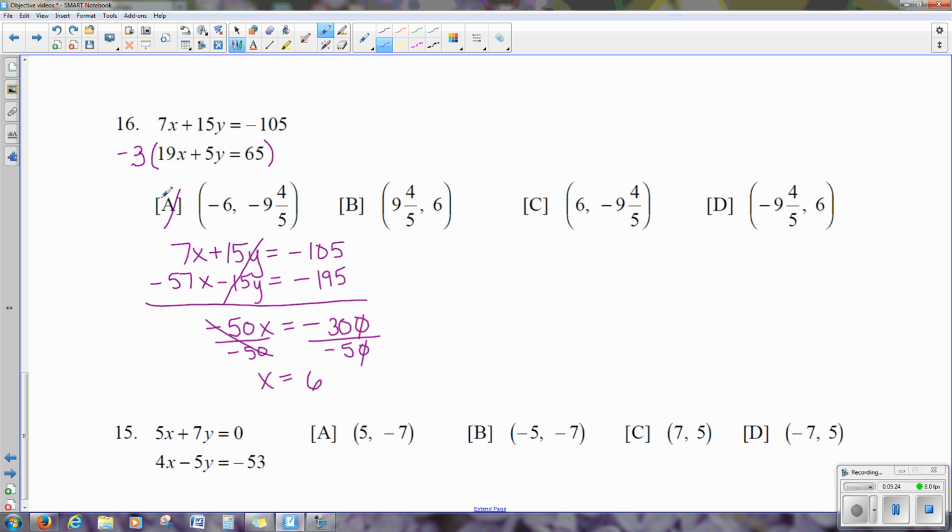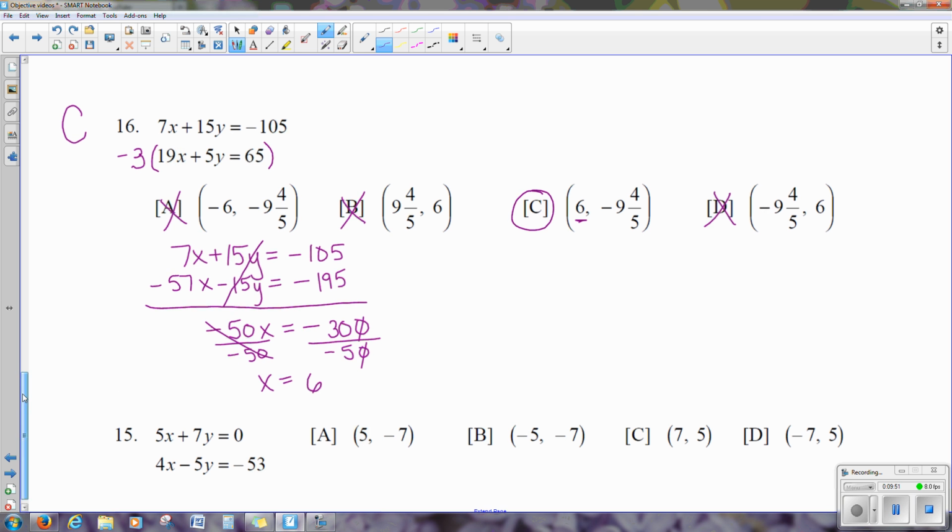That one has negative 6. This one has the 6 as the y value. Here's my x value of 6, and that one, again, is a y value. So I could choose C. Now remember, if you want to be sure, take that 6, plug it back in for x, solve for y, and you will get negative 9 4/5 as long as you work carefully.